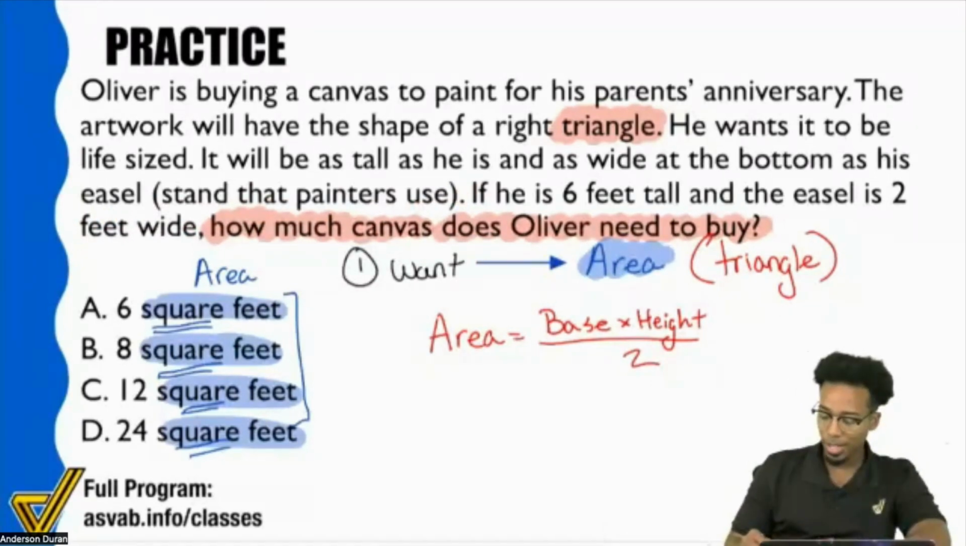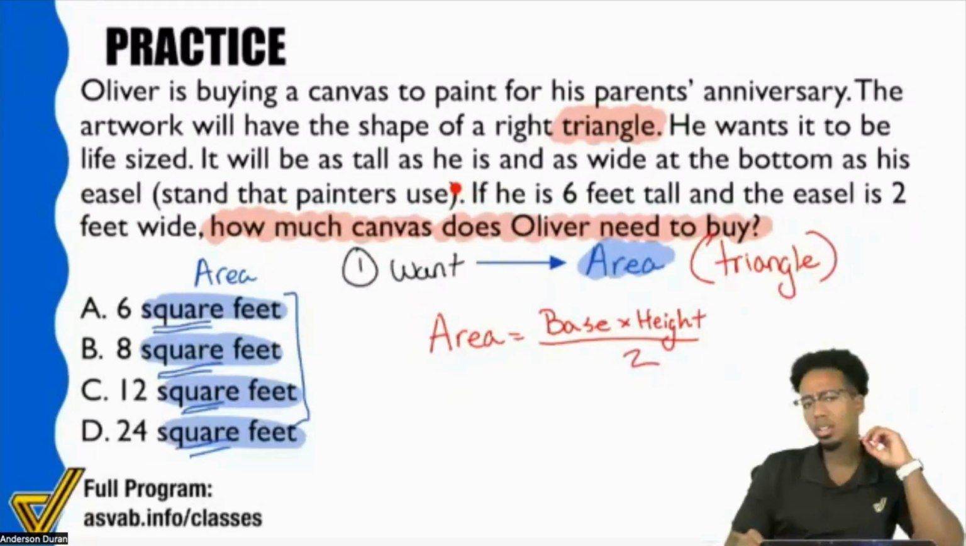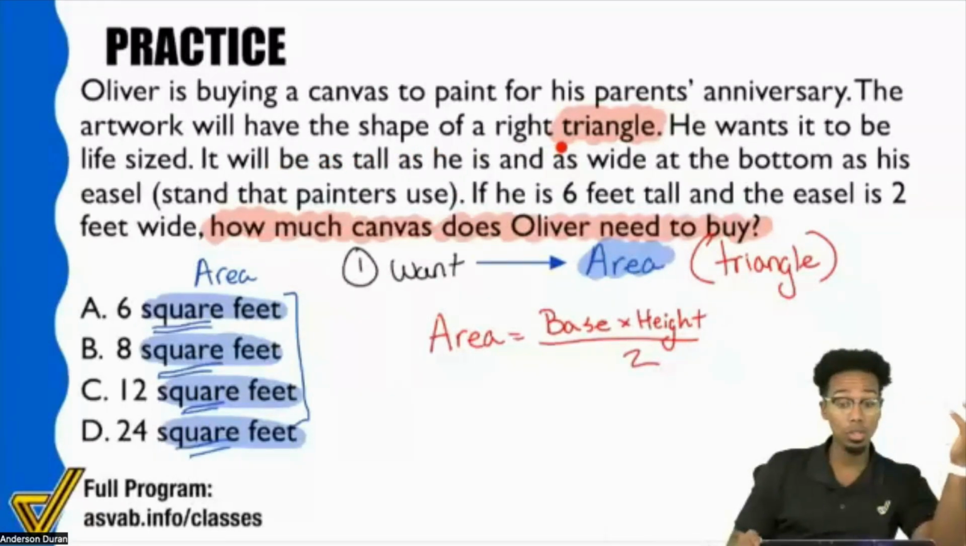Okay, cool. Then it says, oh, wait, hold up. What do we see again? It says the canvas is going to be as tall as he is. So if I know how tall Oliver is, is it true that I'll have the height of my triangle? Yes or no? If I know how tall Oliver is, will I have the height of the triangle?